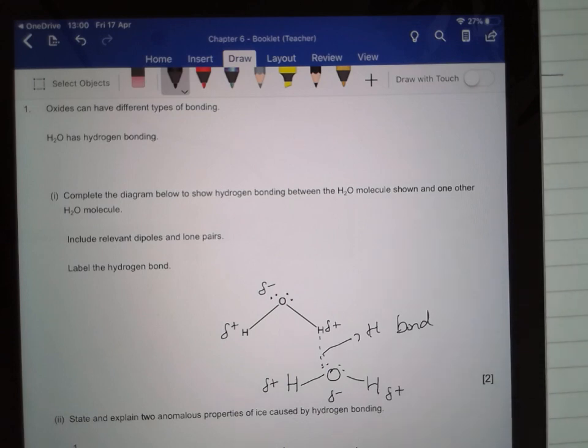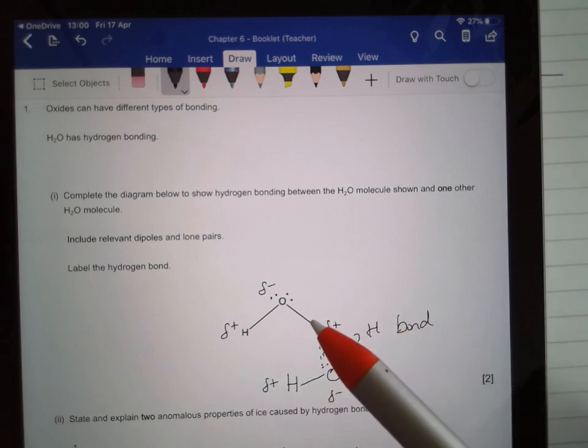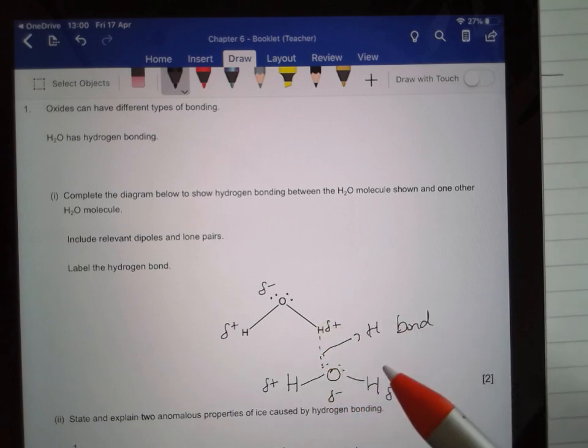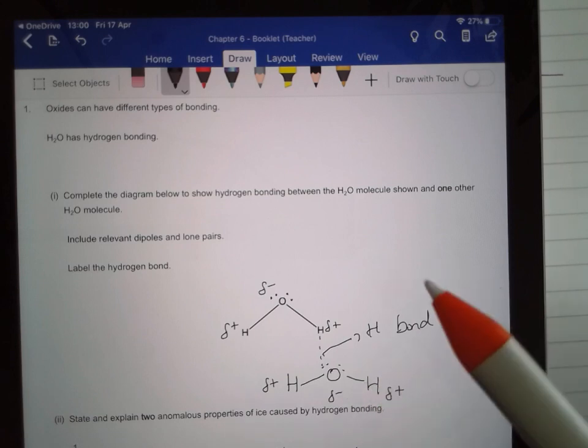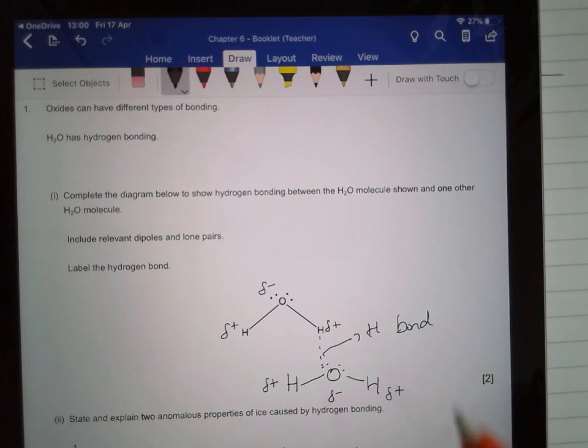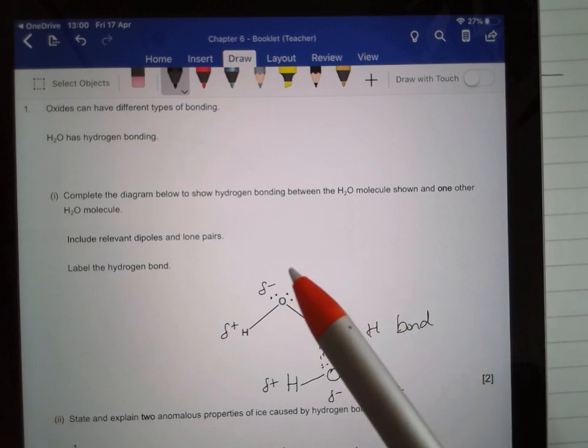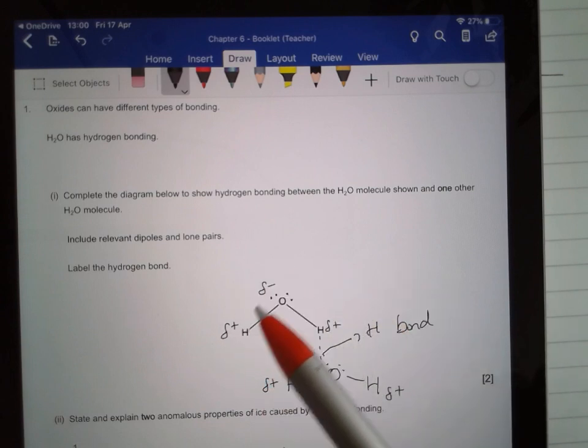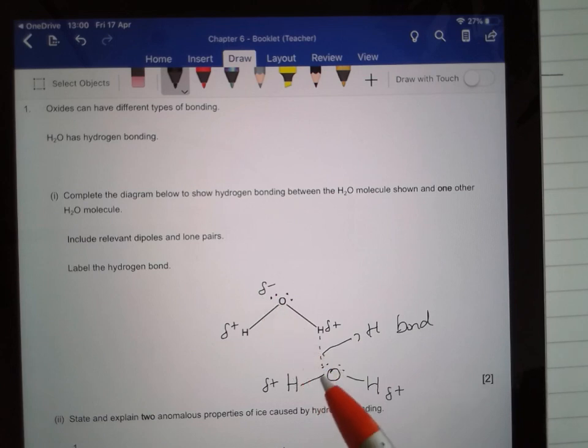Okay, the first of these exam questions is about hydrogen bonding. They have drawn one water molecule for you, and then they've asked you to draw a second water molecule and then show how hydrogen bonds form between the two. Okay, in the mark scheme, it said that the most commonly lost mark was when students were drawing their dipoles, they drew the dipole on one molecule and they didn't draw it on the other.